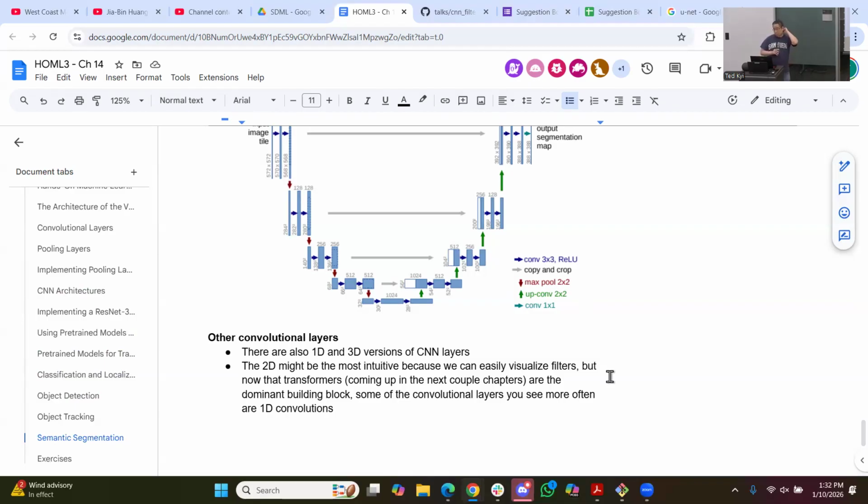You will see 1D convolutions in machine learning. They are a very efficient, fast, cheap thing that can find simple patterns very quickly.